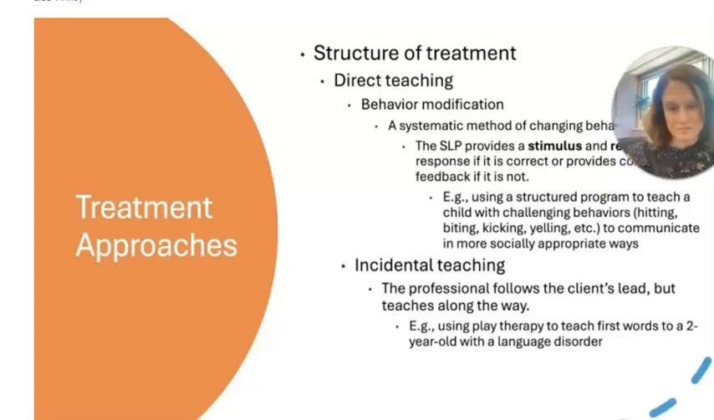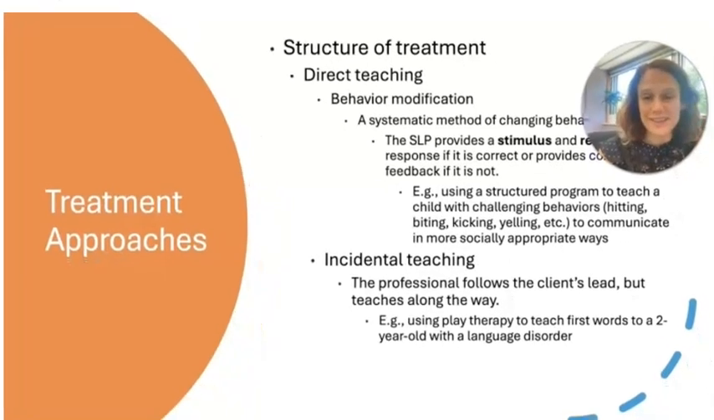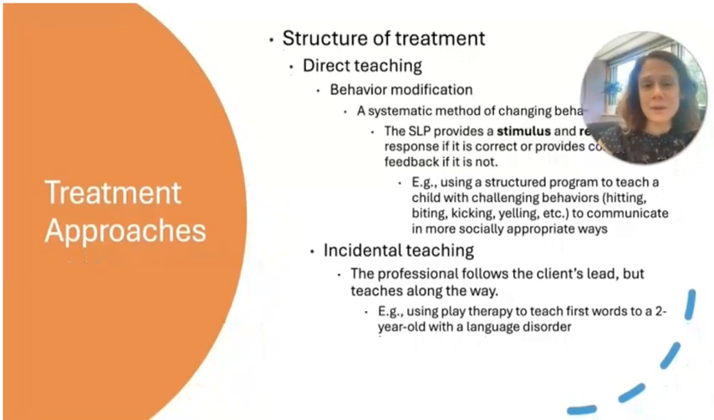Okay, so the structure of treatment includes direct and incidental teaching. And so we have behavior modification as a cornerstone to a lot of what we do, particularly in speech language pathology, maybe more so than in audiology, right? So behavior modification is a systematic method of changing behavior. So if this SLP provides a stimulus, so maybe they indicate, all right, say your snake sound, and then the child, if we're working here with a child, they hopefully produce it, and then they've given some kind of reinforcement, maybe an M&M or praise of some kind. And that, again, is that process of behavior modification.